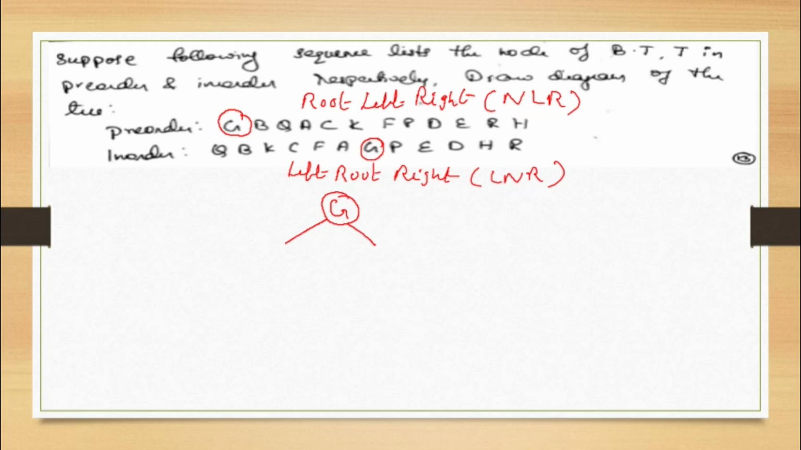Here you have to go from left to right in the pre-order, so we have the elements P, E, D, H, R. Remember this is again a binary tree, so you need not have elements bigger than G on the right, and you need not have elements less than G on the left. So you have Q, B, K, C, F, A to the left of G, and P, E, D, H, R to the right of G.